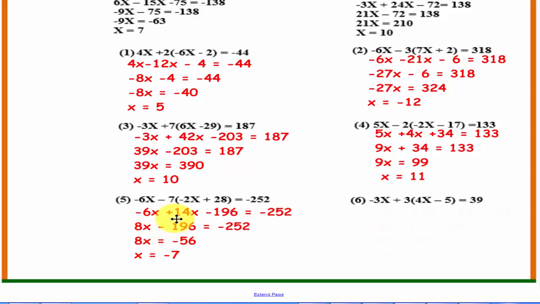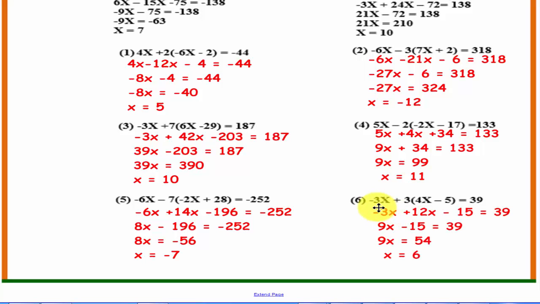Here we have a negative 6x and a positive 14x. Add them, we have 8x minus 196 equals negative 252. Add 196 to this side, and you have to add it over here. So it's going to be negative 56. 8x equals negative 56. Positive divided by negative gives you negative. 8 divides into 56 7 times, so x is negative 7.